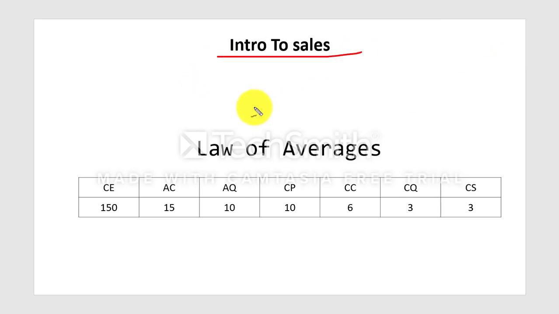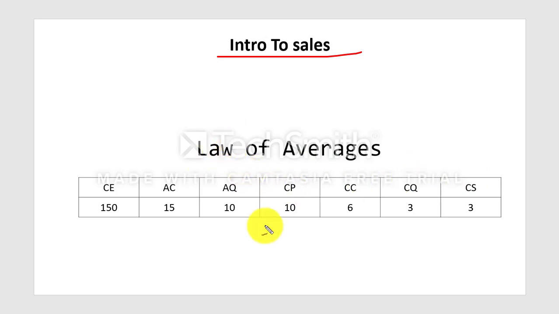All right, so today we're going to be talking about introduction to sales. We're going to be going over the law of averages. Think of that as the breakdown of the daily actions that you're going to do every single day. For you, that might be making phone calls, or talking to people face to face, or doing a certain amount of presentations, and how many of that actually converts into a sale.